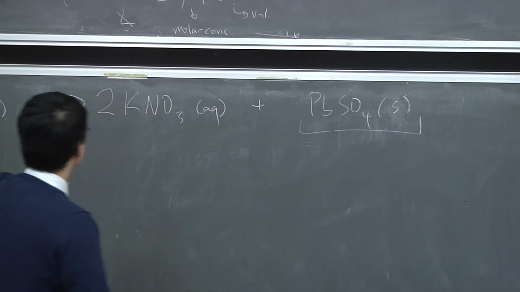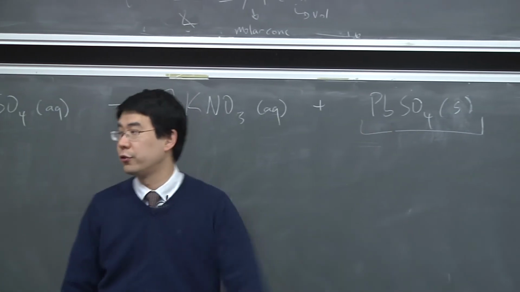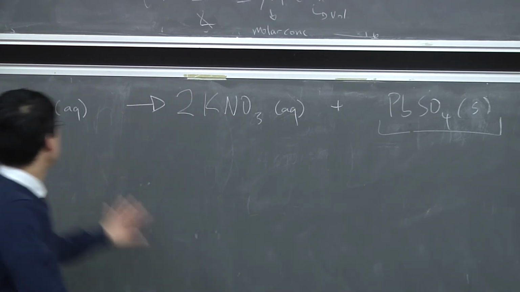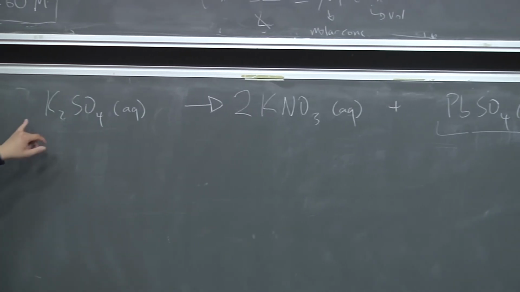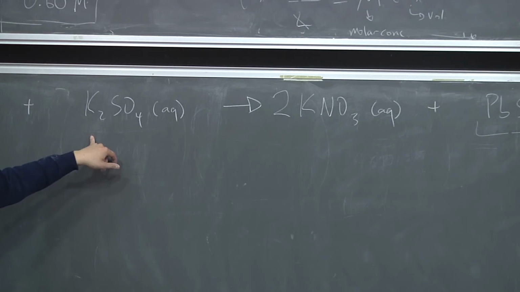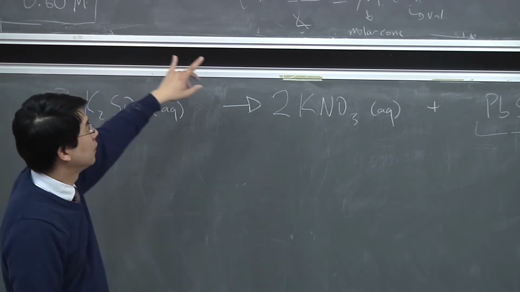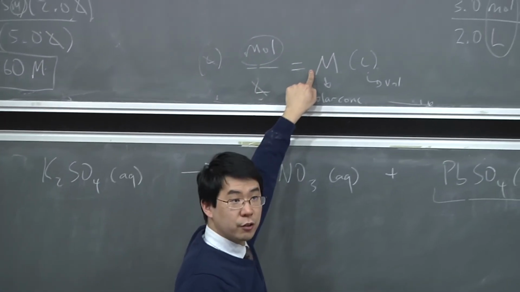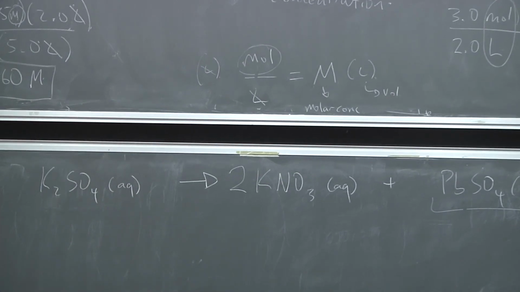I have a balanced equation. So if I have moles of this, I can find moles of that. Now, in chapter 3, once I found moles of this, I could reach back and find grams. Now I'm not going to reach back and find grams. Given a volume and moles, what can I find? Concentration, molar concentration. So let's do this.